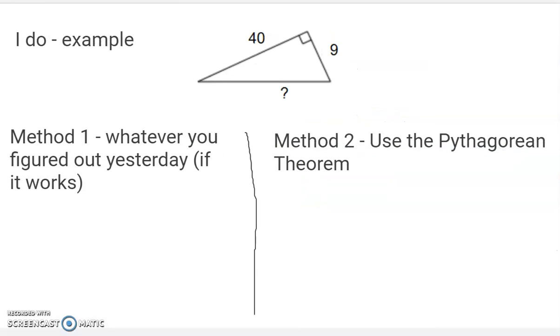So let's do an example. We want to find the hypotenuse of this right triangle. Notice 40 is touching the right angle, 9 is touching the right angle, so those are legs.